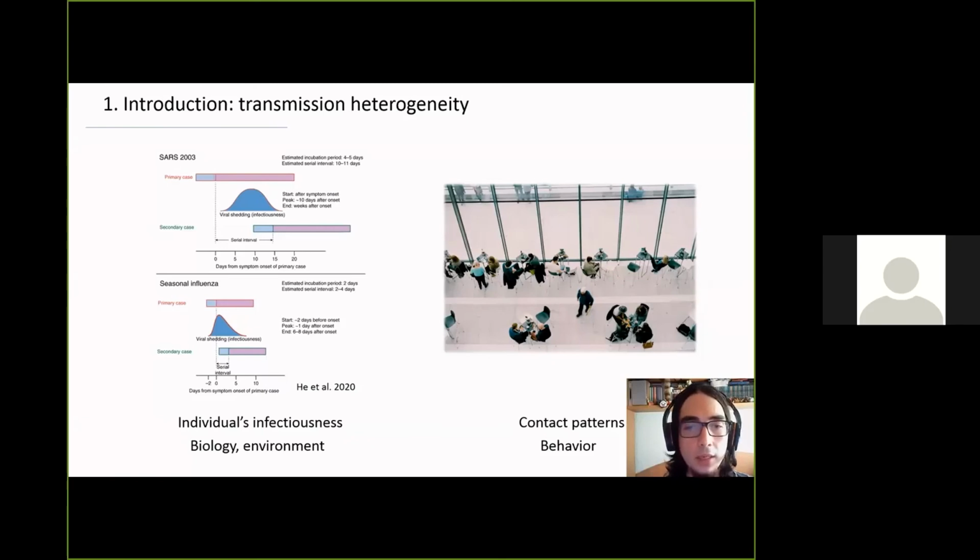In this work, we are interested in the contact patterns of the population, that essentially depend on the behavior of the population. As we know, each individual behaves in a completely different way. This completely changes from city to city, to region, from country to country. So this is fairly complex to study, and we also require a lot of data.